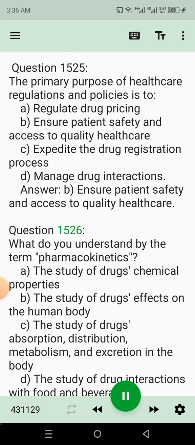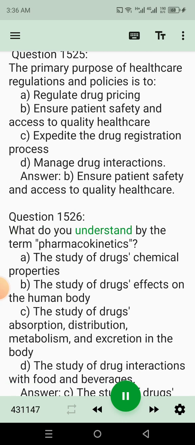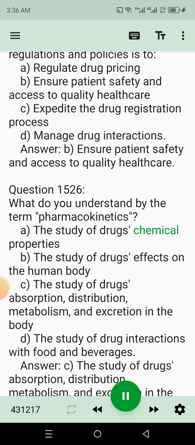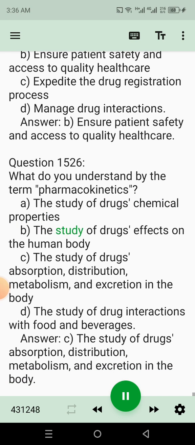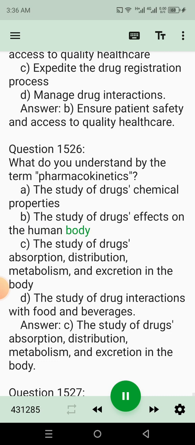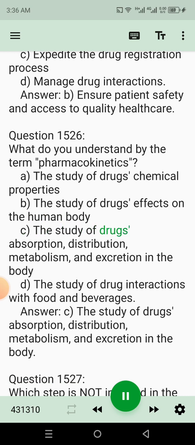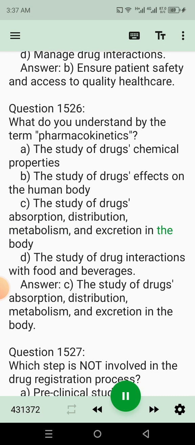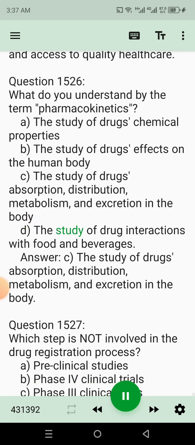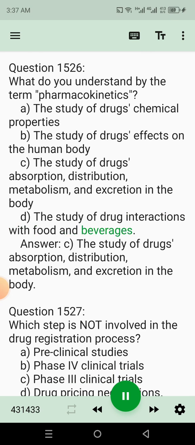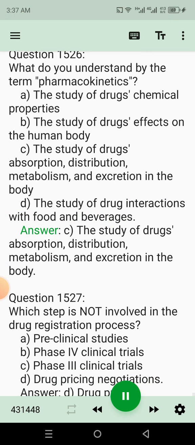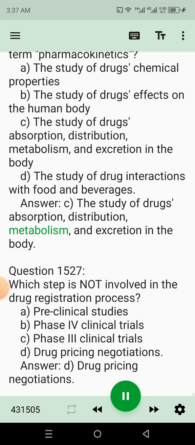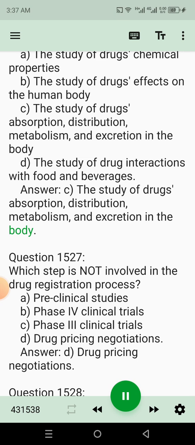Question 1526. What do you understand by the term pharmacokinetics? A. The study of drugs' chemical properties. B. The study of drugs' effects on the human body. C. The study of drugs' absorption, distribution, metabolism, and excretion in the body. D. The study of drug interactions with food and beverages. Answer. C. The study of drugs' absorption, distribution, metabolism, and excretion in the body.